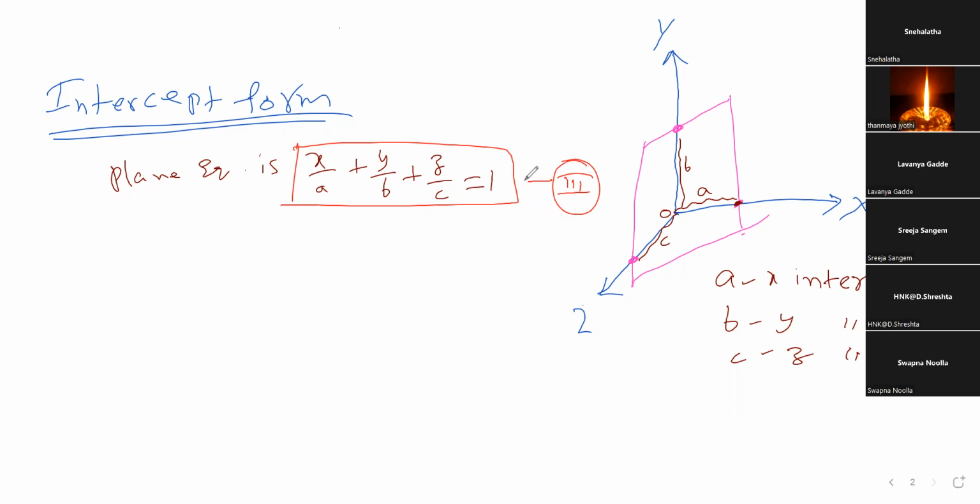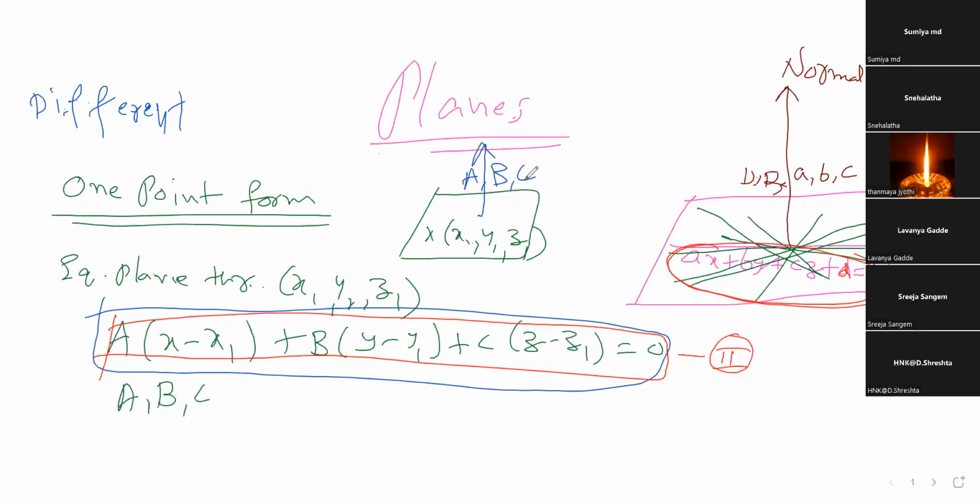Sir, can you show me the first form again? The first form is this one, just a first degree equation in x, y, z, that is ax plus by plus cz plus d equals 0, the general form or standard form you may call it. Okay, sir. Thank you, sir.